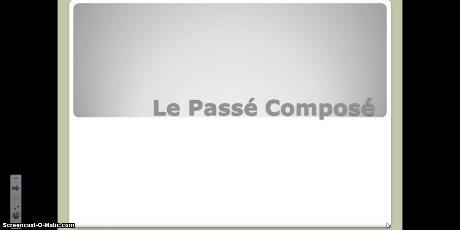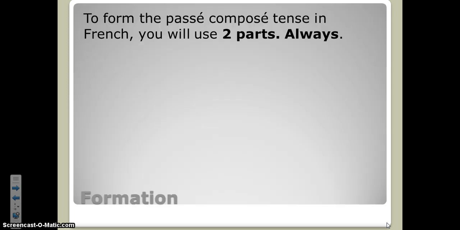Okay, so this is going to be your review of the Passé Composé. I'm going to do this in English because we're still new to the videos, but take notes, I'm going to use some terms in French. So remember, the Passé Composé is a compound tense, compound meaning two parts. So Passé Composé is two words, compound means two. So to form the Passé Composé in French, you always need two parts.